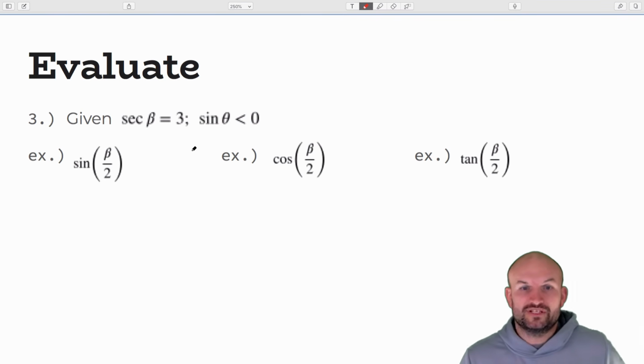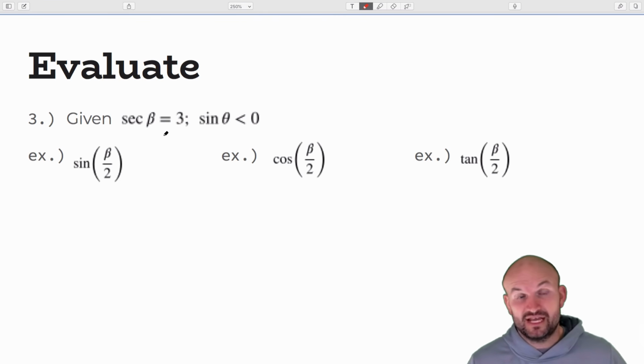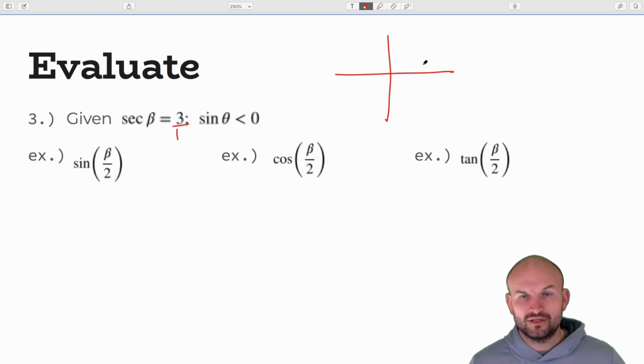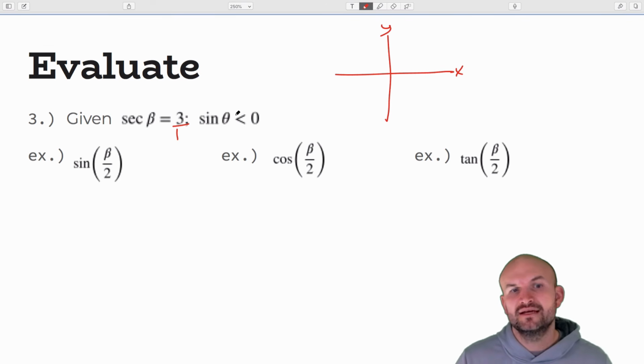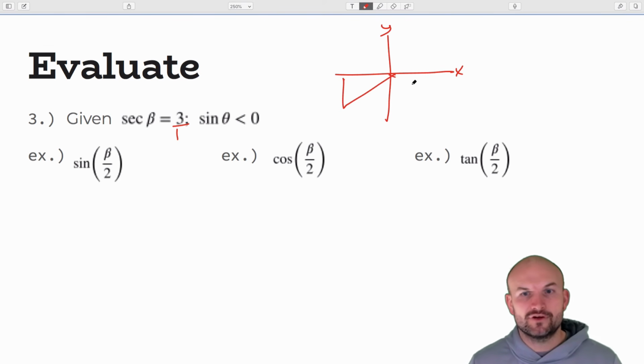So again, we don't have our angles, right? We have an equation: secant of beta is equal to 3. Now again, remember all trigonometric functions can be rewritten as a comparison, right? It's hypotenuse over adjacent. So I'm going to draw a triangle on a coordinate grid, x and y. I see here that sine of theta is negative. That means my triangle has to be in the third or the fourth quadrant, okay?